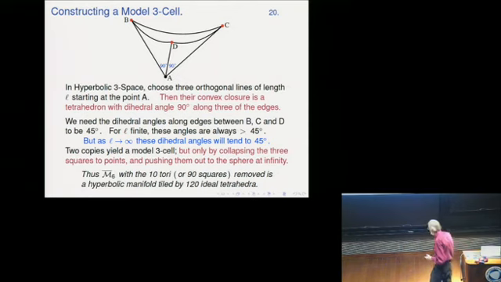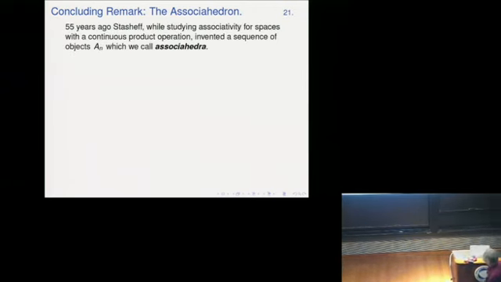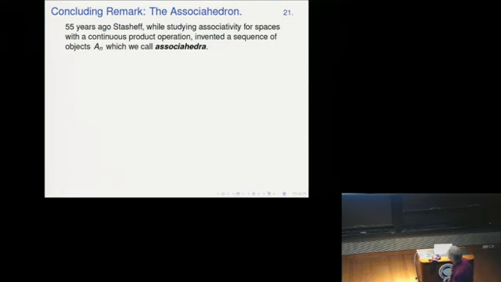Okay, to conclude, I want to change the subject completely and talk about the associahedron. About 55 years ago, Jim Stasheff was studying associativity for spaces with a continuous product operation, and the analysis depended on a sequence of objects which we now call associahedra. Here, for example, is A3, the associahedron for threefold products.